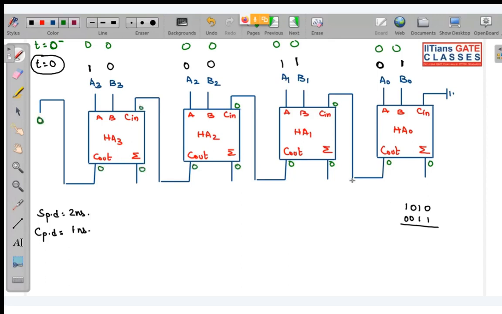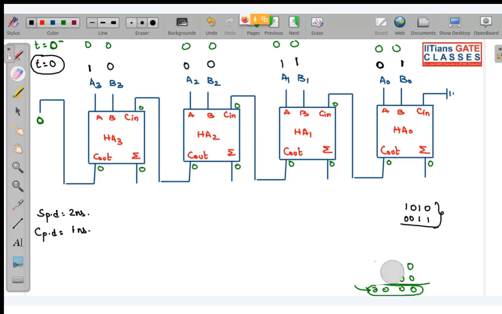Okay. So your output is what? When you add 0, 0, 0, 0, so output will be 0, 0, 0, 0 and carry out will be also 0. So these are your outputs. These are your sum bits and this is your carry bit. Everything is stabilized at 0 minus. Now what happens? I apply the input, this 2 input at t equal to 0. So whatever I will be writing with black, that means it is corresponding to t equal to 0 or greater than 0. Now see very carefully.